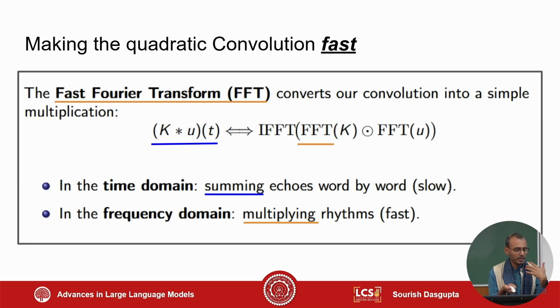So in the time domain, you have to do the summing. But the moment you get into the frequency domain, you can do this FFT and just multiply the rhythms, which is much faster and will give you something like a t log t complexity instead of a t squared complexity.